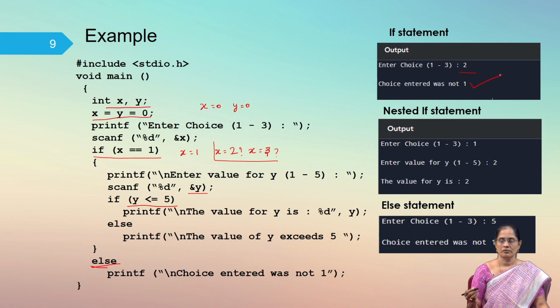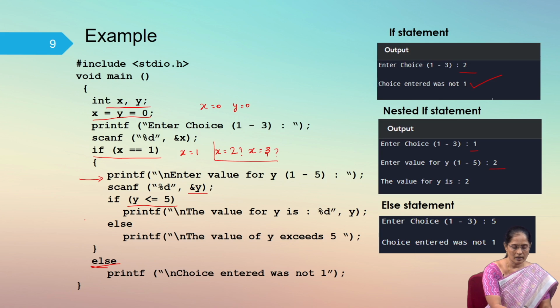Then we go for executing it again. In this case, the choice entered by the user is 1. If the choice entered by the user is 1, it enters into this if block. Now, we are allowed to enter the value for y. So, choice is 1, the condition becomes true, and the user is now allowed to enter the value for the variable y. He is entering a value between 1 to 5. Yes, it is true again.